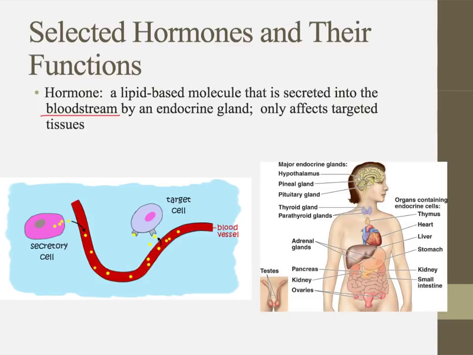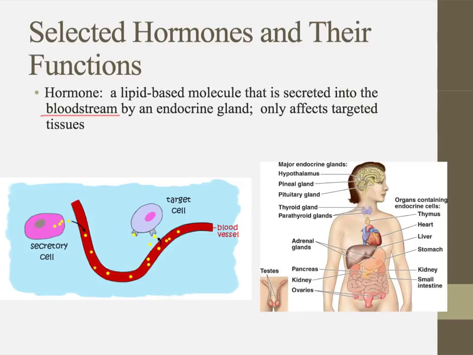So what does that mean? Well, any endocrine gland, like let's say your thyroid right here, is going to secrete hormones into your bloodstream. So that means that these hormones are going everywhere throughout your entire body. So how come they only cause certain effects? Well, that's because these hormones are specifically shaped to fit into special receptors on whatever their target cell is.